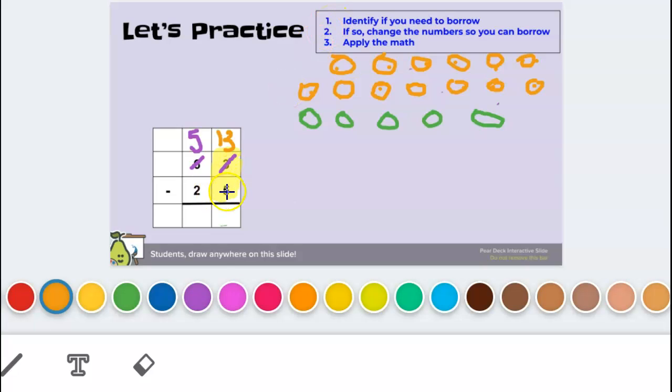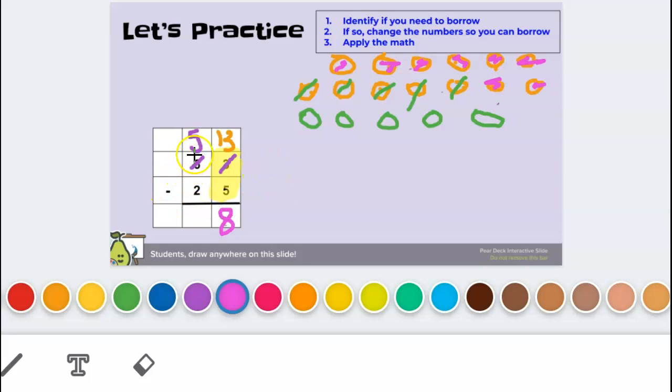And we need to take away 5. So we can actually do that. We can look at our 5 and say, here's 1, here's 2, here's 3, here's 4, and here's 5. So once we've taken those away, we can go back and count the ones that remain. So we have 1, 2, 3, 4, 5, 6, 7, 8. So the number that goes down here is 8 because that's how many are remaining.